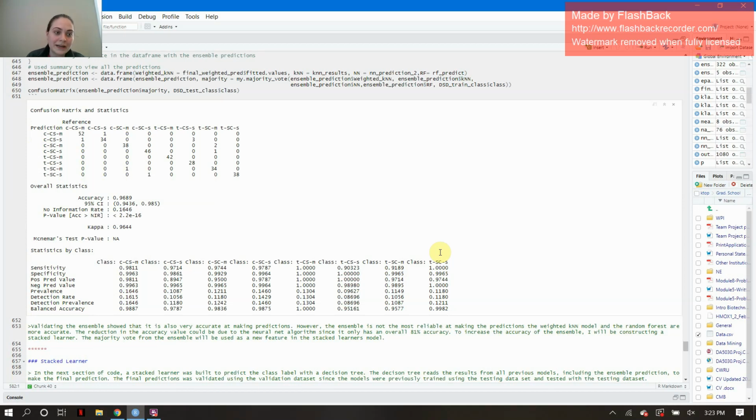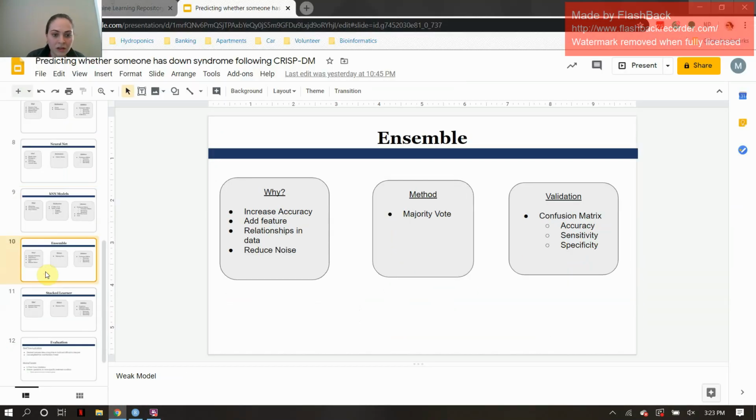But I really wanted to build on the ensemble, and we can go back to the PowerPoint, to increase the accuracy. Right now the ensemble has the same accuracy as my random forest. And there's no point of building an ensemble if it's just going to get the same accuracy as another algorithm that's much simpler.